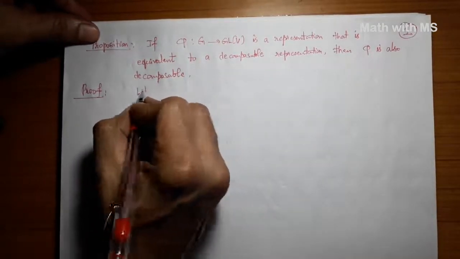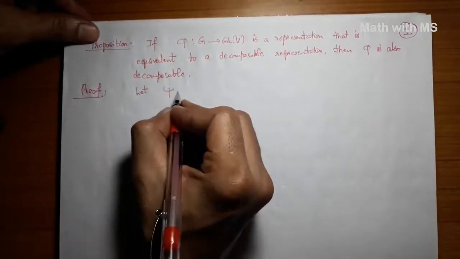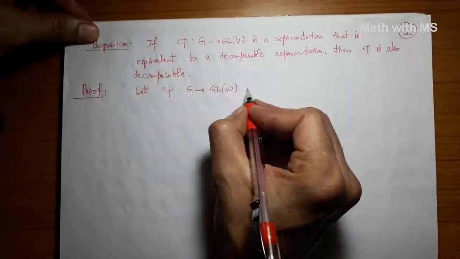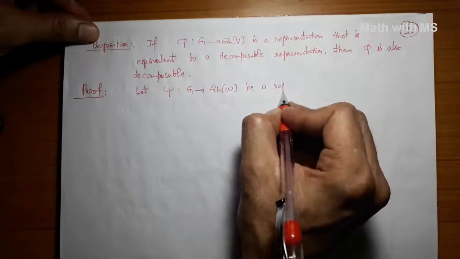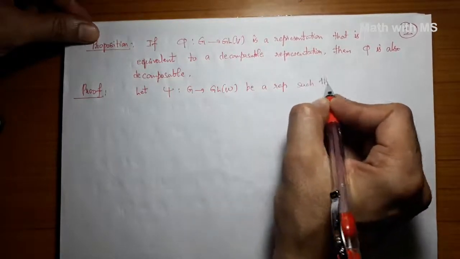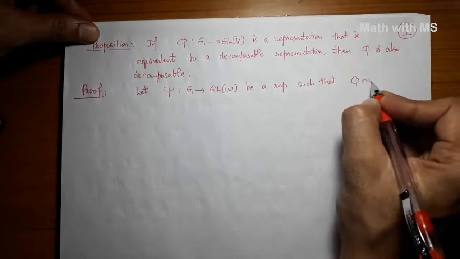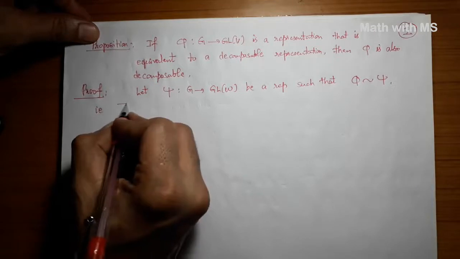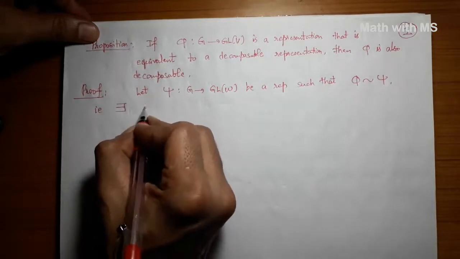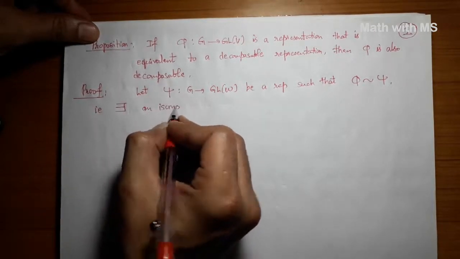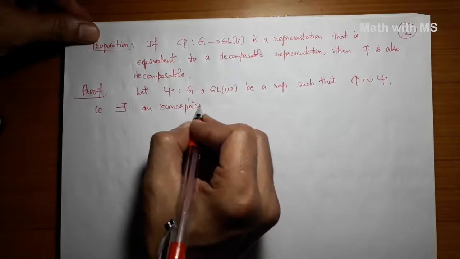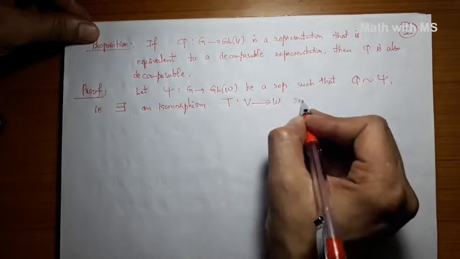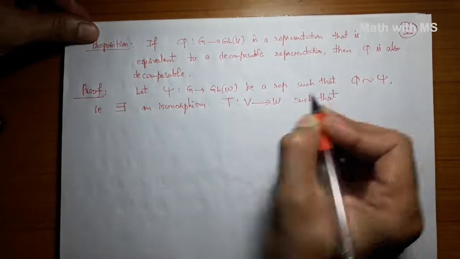So let us say psi from G to GL(W) be a representation such that phi is equivalent to psi. So what is the definition? That is, there exists an isomorphism of vector spaces, let us say T from V to W, such that this diagram commutes.